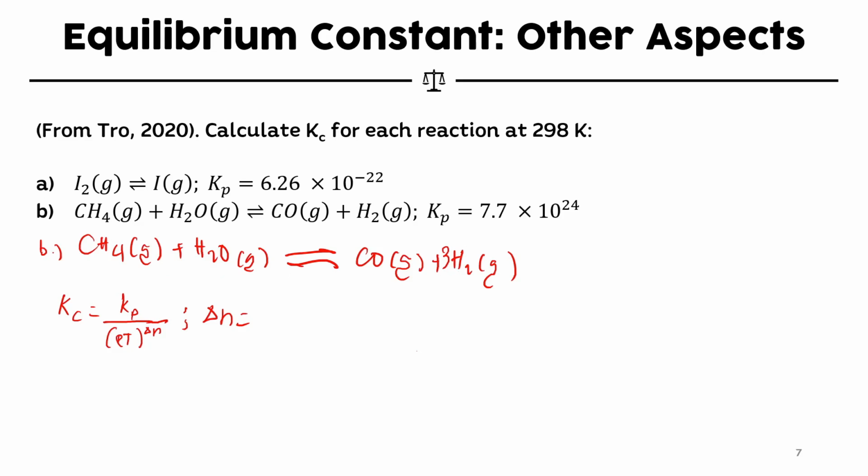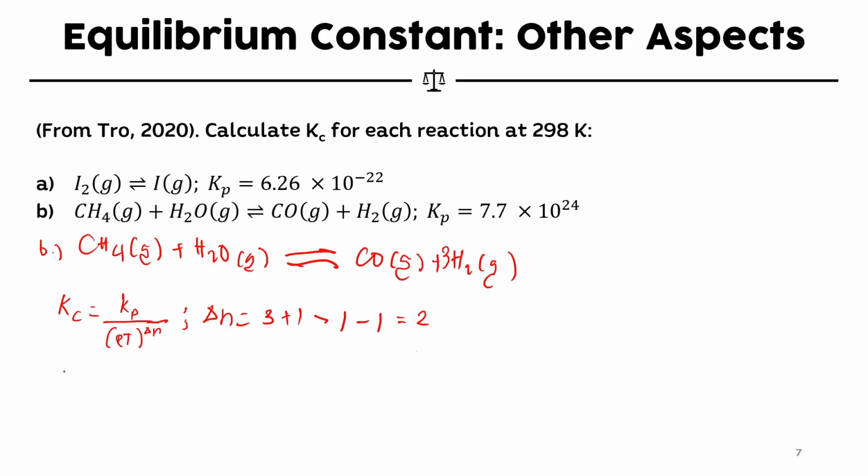On the products, we have 3 for the hydrogen gas plus 1 for the carbon monoxide, minus 1 for the methane gas and 1 for the water molecule. So that is 3 plus 1, that is 4, minus 1 minus 1. So that is equal to 2. So our delta n is equal to 2.